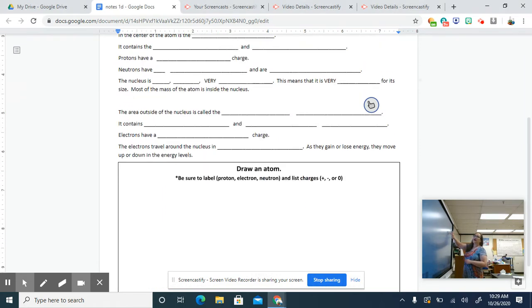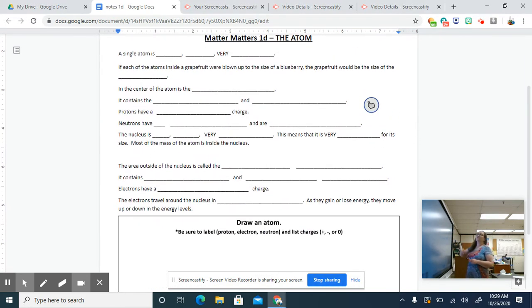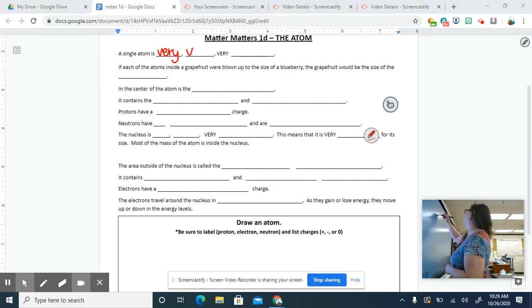A single atom is very, very, very small. If we think back to the video that we watched, just how small is an atom? If we took a grapefruit and we blew up all of the atoms in that grapefruit to the size of blueberries, so that each atom was the size of a blueberry, that grapefruit would now be the size of the entire Earth.